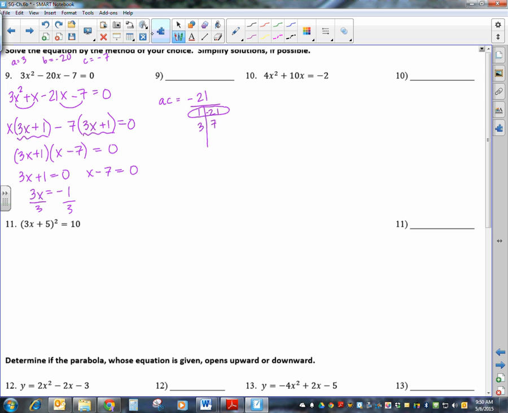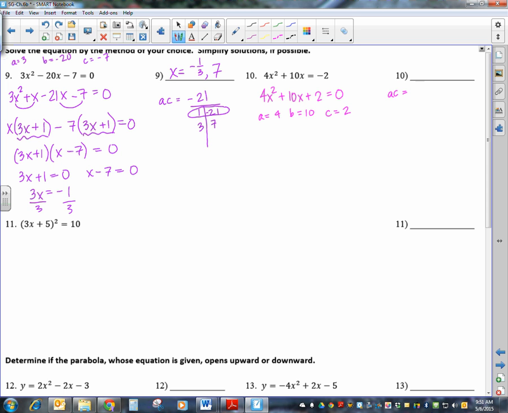I was running out of room a little bit. So the first one is x equals negative 1/3. And then to get this over, I'm going to add, so that's going to be x equals 7. Okay? All right, number 10. I'm again always going to bring things over if I have 3 terms. So it's going to be 4x squared plus 10x. That negative 2, to get it to the other side, I'm going to add 2 to both sides. Okay? And a equals 4, b equals 10, and c equals 2.